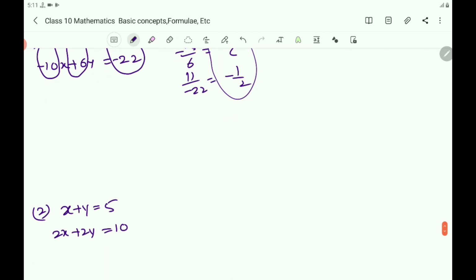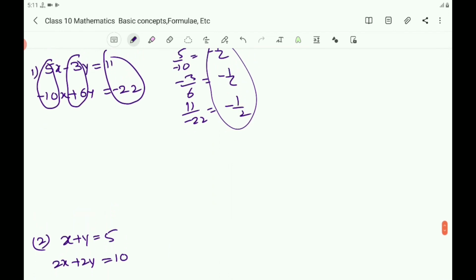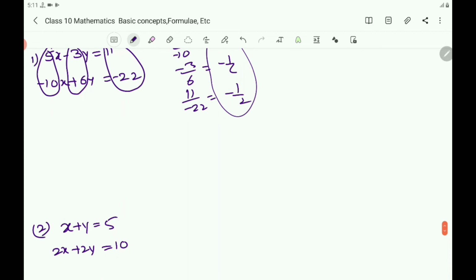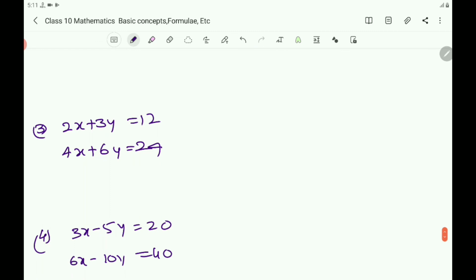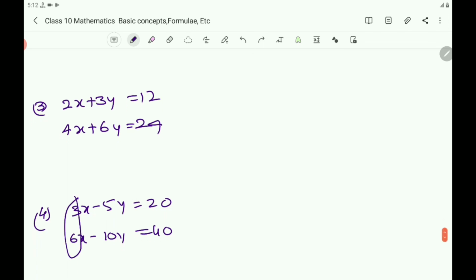Similarly here you observe and see the nature of the equation. There one is the multiple of the other. Here x is there, 2x, 2y. Here 1x into 2 is 2x. 1y into 2 is 2y. 5 into 2 is 10. Like this way they are. See here also. Here 5 2s are 10, 3 2s are 6, 11 2s are 22. Here you see 2 2s are 4, 3 2s are 6, 12 2s are 24. So they are having same ratios. Here also you observe 3 2s are 6, 5 2s are 10, 20 2s are 40.